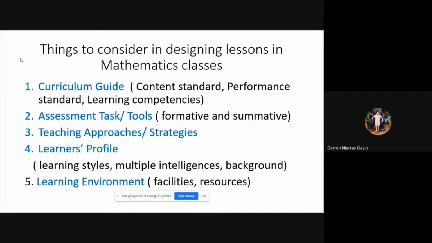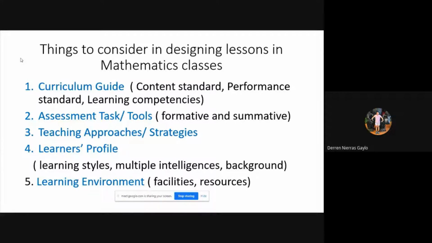For the content standard, it talks about what are the topics to be taught. And then performance standard, how it will be taught, and the learning competencies or the objectives. Second is the assessment tasks or tools. So kindly consider your formative and summative assessment tasks and tools. And in the third, teaching approaches or strategies.